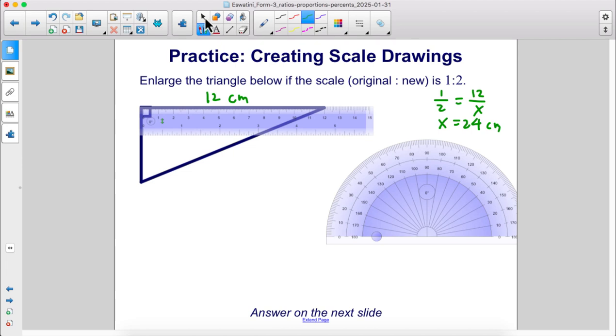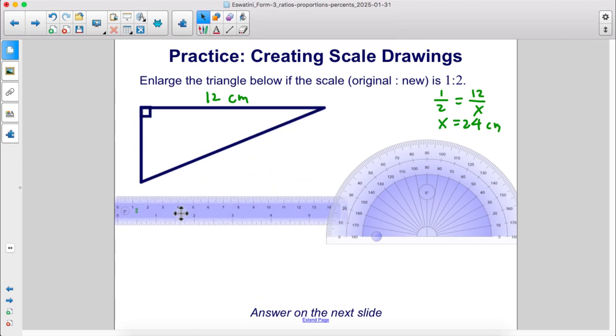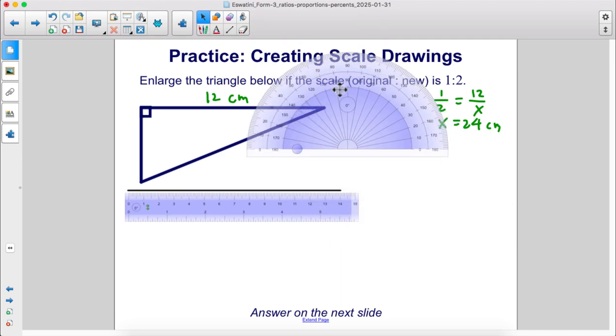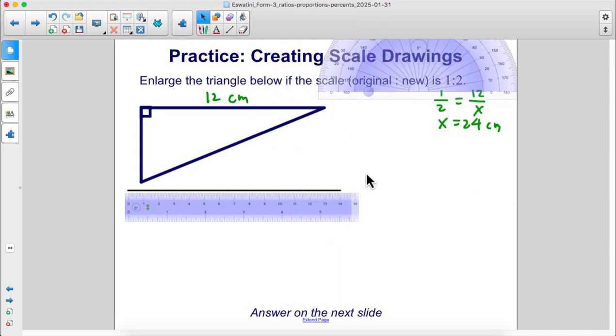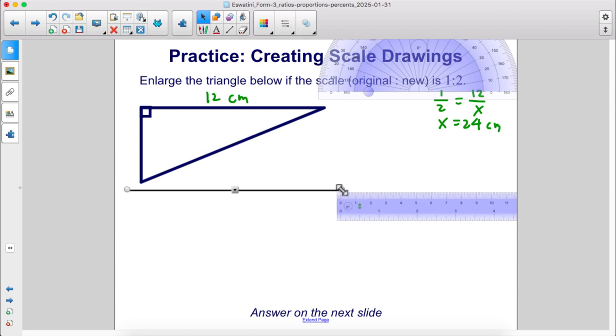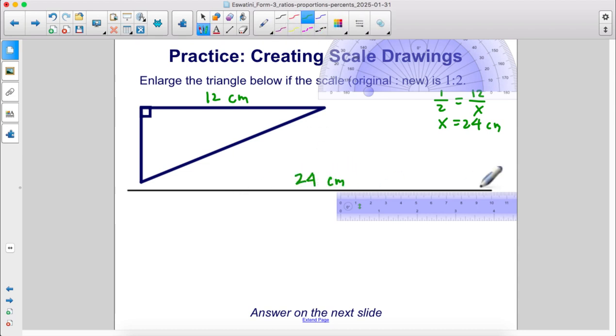So how do I even fit that? Okay, let's see. We'll put it down here. All right, so here's our line. That's 14. And now I need 10 more. Move my protractor, sorry. We need 10 more. Okay. There we go. This is now a 24 centimeter long leg.